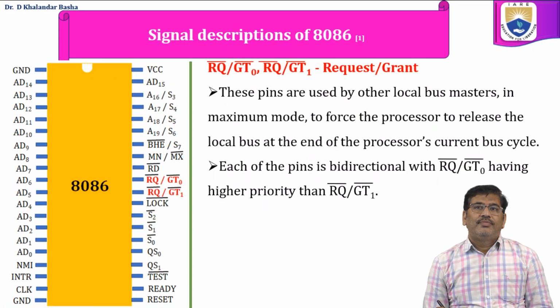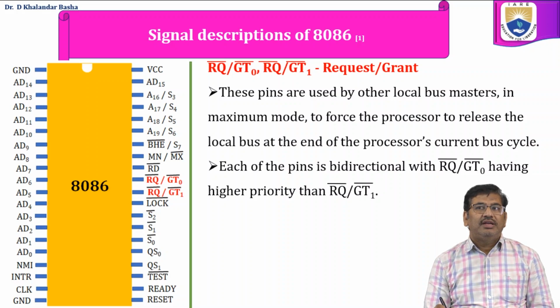The next signals are RQ bar GT bar 0 and RQ bar GT bar 1, RQ for request, GT for grant. These pins are used by the local bus master in maximum mode to force the processor to release the local bus at the end of the processor's current bus cycle. Each of the pins is bidirectional, with RQ/GT0 having higher priority than RQ/GT1.